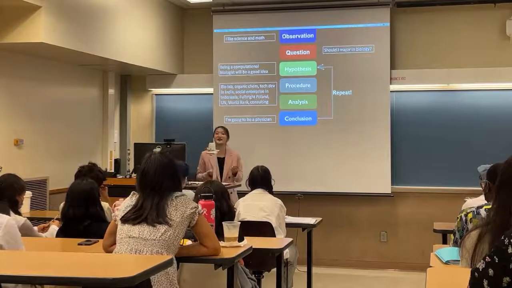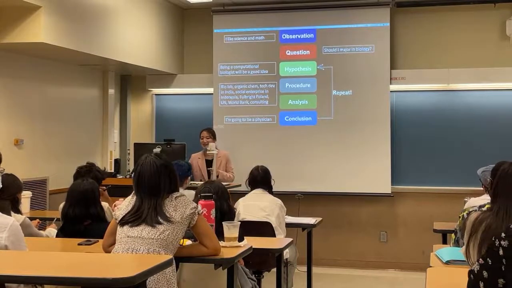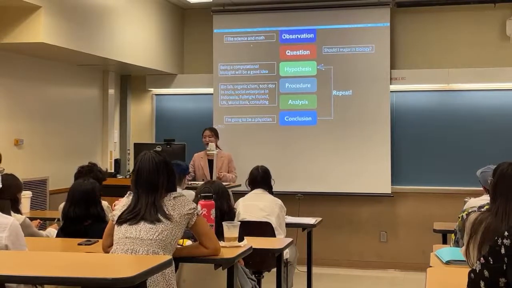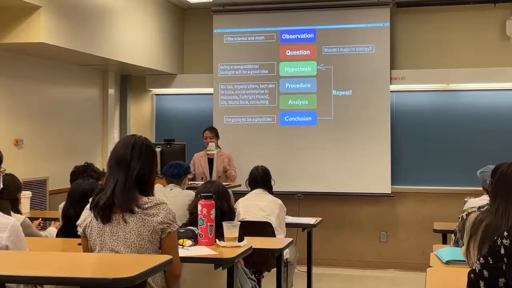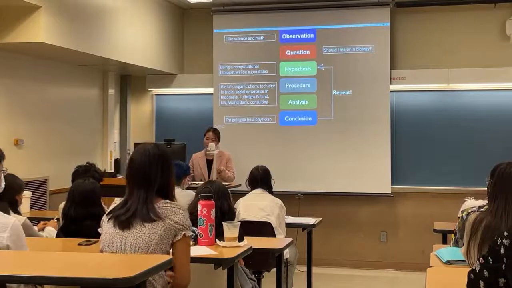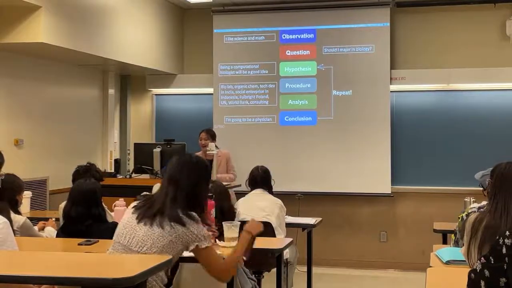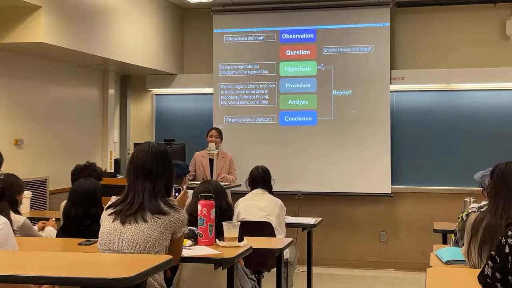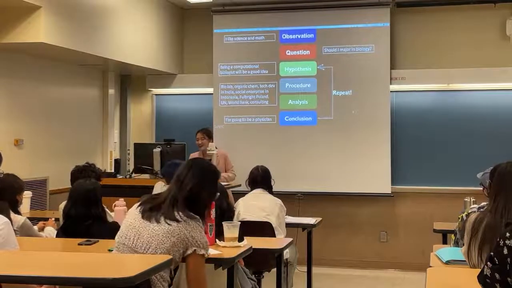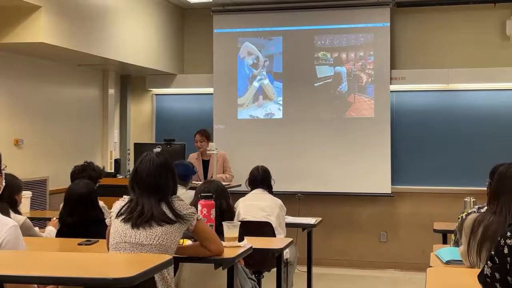So basically we can come back to the chart that we started with. In high school I found out that I liked science and math. That was my observation. My question: should I major in biology? My hypothesis was being a computational biologist would be a great idea. And then I did all of this other random work, and my conclusion was that I was going to be a physician.